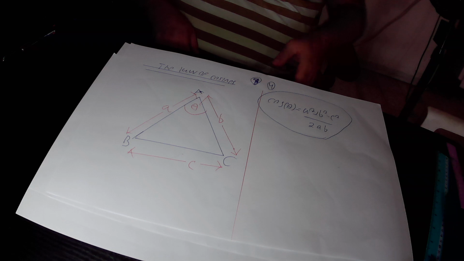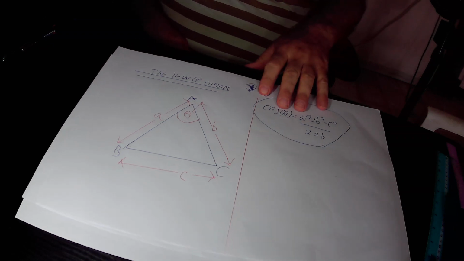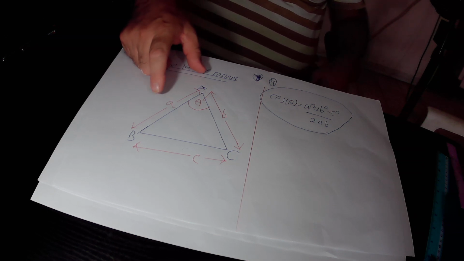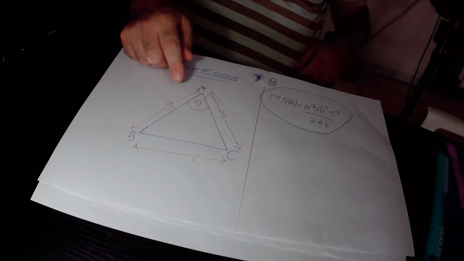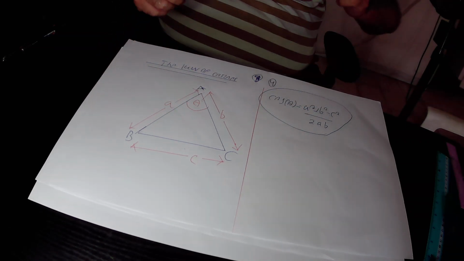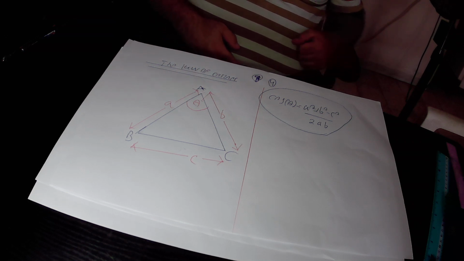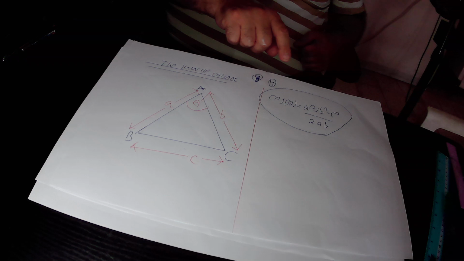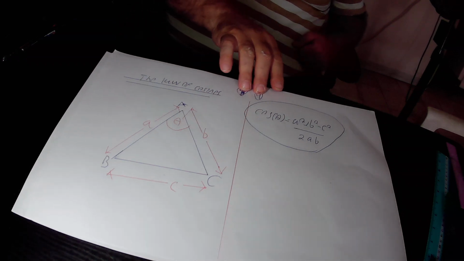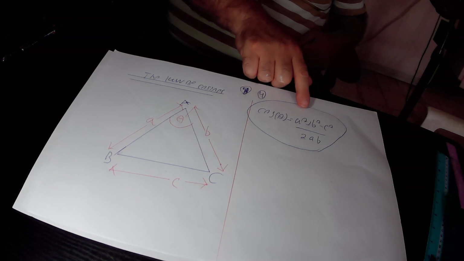This is triangle ABC, which could be any triangle. Side AB is A units, side AC equals B units, and side BC equals C units. This is angle theta. According to the law of cosines, cosine theta equals A squared plus B squared minus C squared over 2 times A times B.